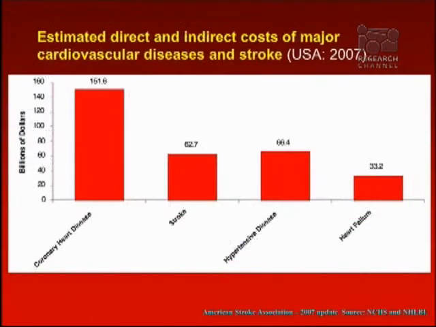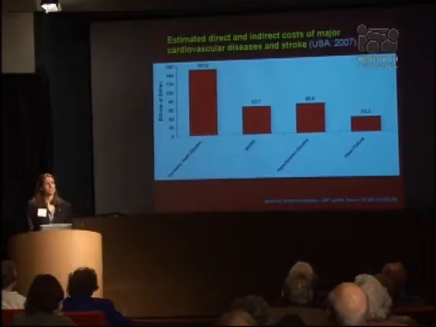And this is a slide showing the estimated direct and indirect costs of major cardiovascular disease and stroke. And stroke is approximately $63 billion. The direct costs refer to the actual care of the patient, medications, hospitalization, rehabilitation, and the indirect costs refer to the lost wages of that individual.